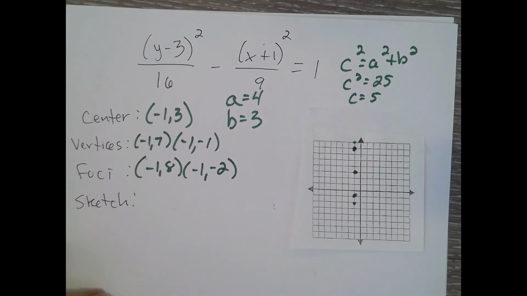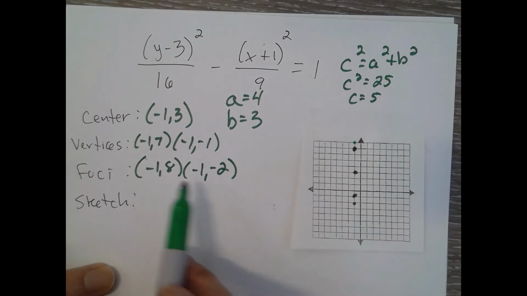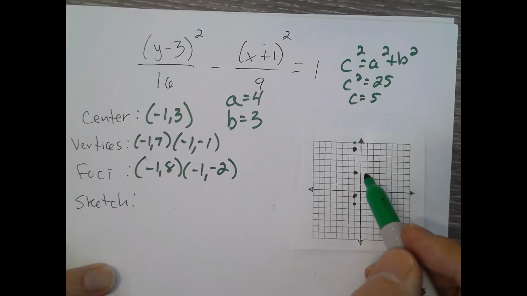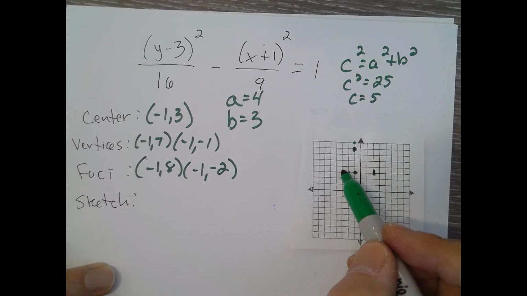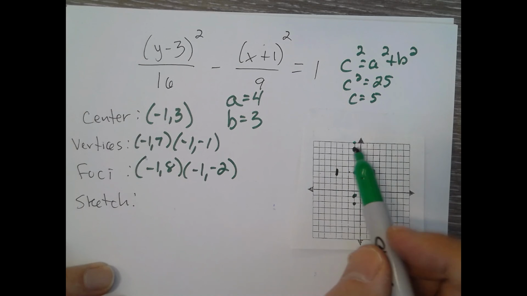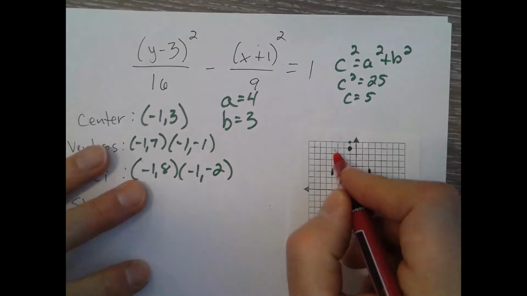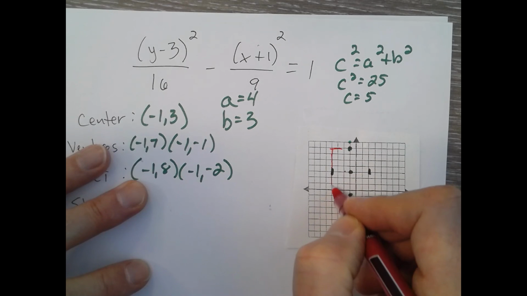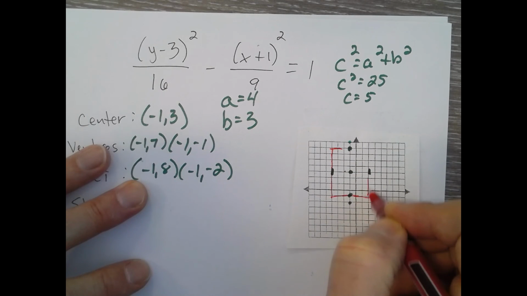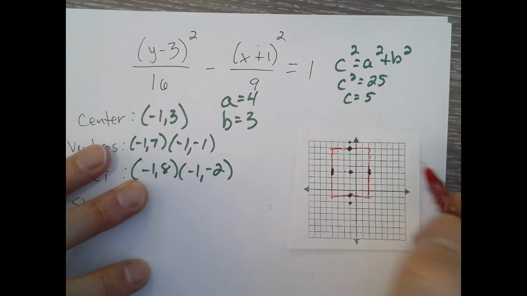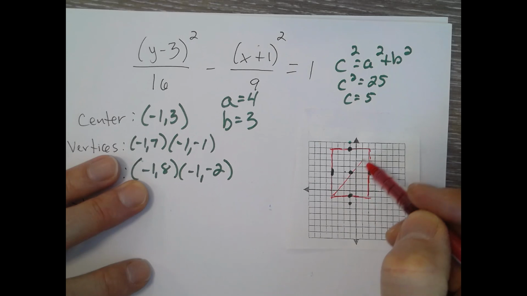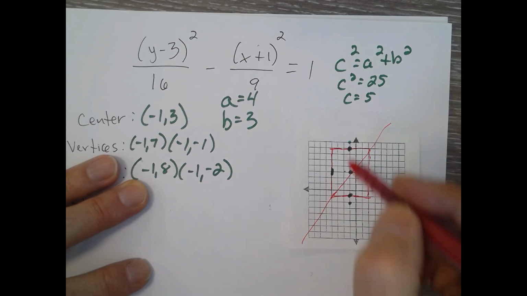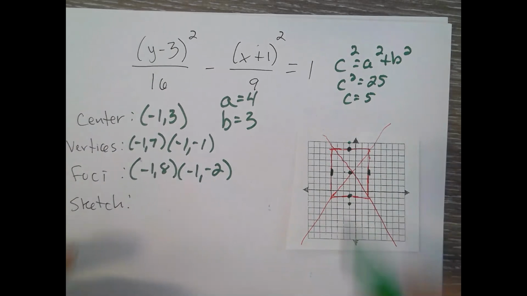Alright, so sketch is the last thing. I have to go B units to the right and left. So 1, 2, 3, 1, 2, 3. Now we can make our box. Box is around like that, because this is A and that's B. We can connect them. And then I'll draw my sketch.